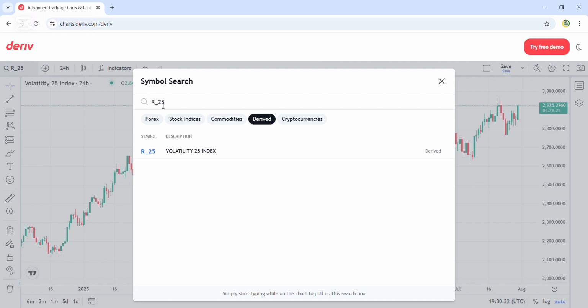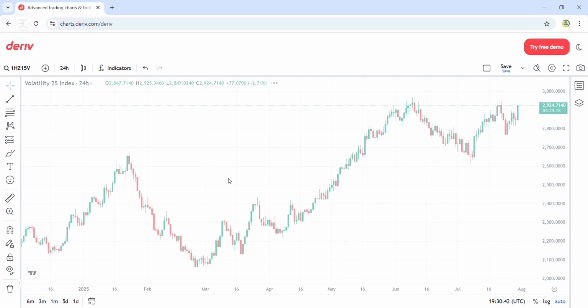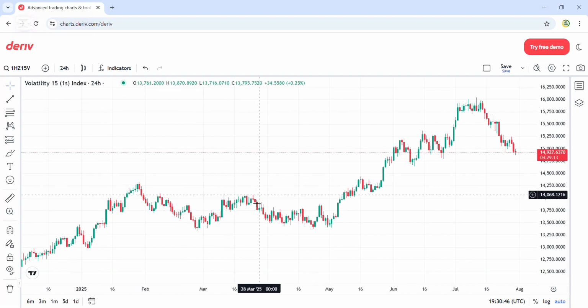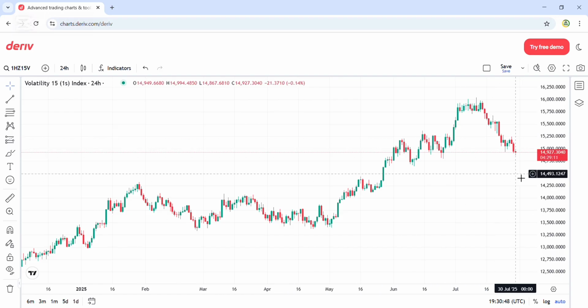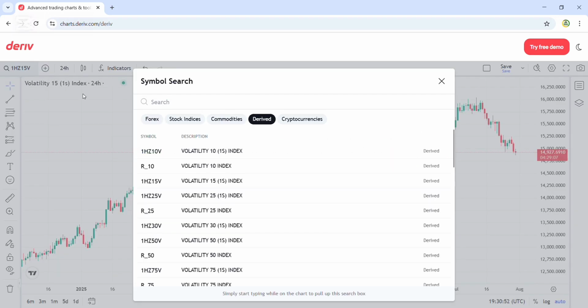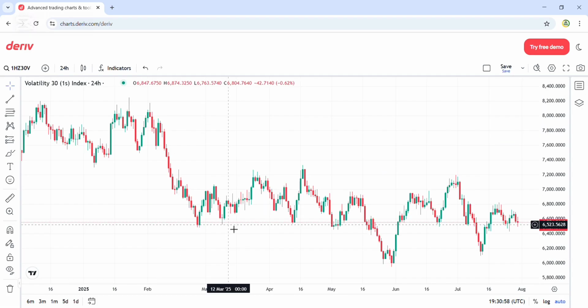They'll be here. So what should you do? You just delete this one, and immediately you're going to see your volatilities. So you pick one. Let's say you pick 15 1S, the market pattern looks this way. Now, if you click again on that part to choose a different volatility, you are going to experience a different pattern, you can see.